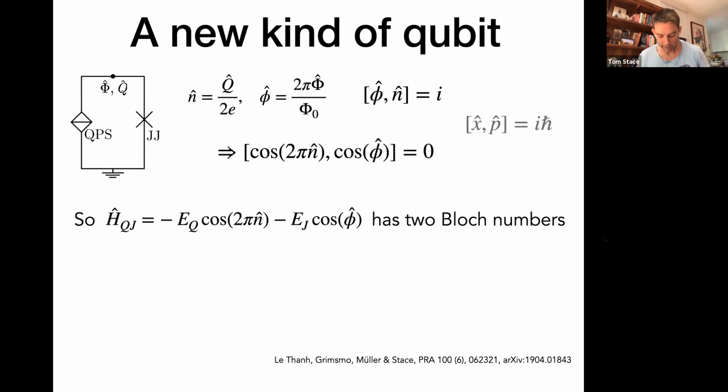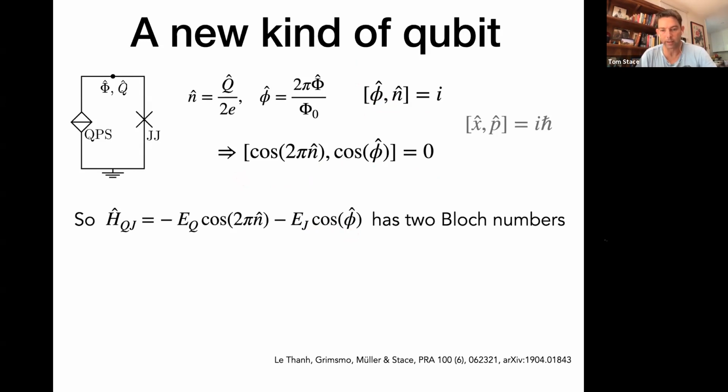So if you take that seriously, what do you get? What does this system look like? Well, here I've got the circuit drawn again, a quantum phase slip device in parallel with the Josephson Junction. The Hamiltonian is this one that I wrote down. And one of the nice things about this Hamiltonian is that the two terms, the cos 2 pi n and the cos phi term, commute with each other. So this is something that's reasonably straightforward to check, even though phi and n don't commute with each other. Phi and n have the standard canonical commutation relation, but the cosine of those two coordinates does commute.